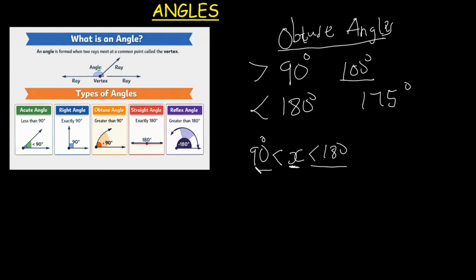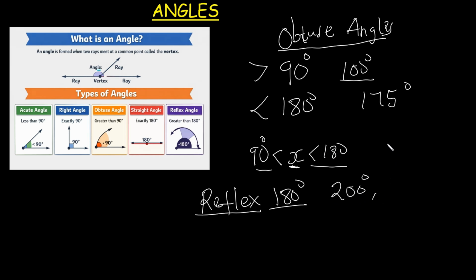And the last one I'll talk about is a reflex angle. A reflex angle is also any angle which is greater than 180 degrees. So any angle which is greater than 180 degrees is a reflex angle. So we can have 200 degrees, we can have 215 degrees. All of these angles are reflex angles because they are greater than 180 degrees.